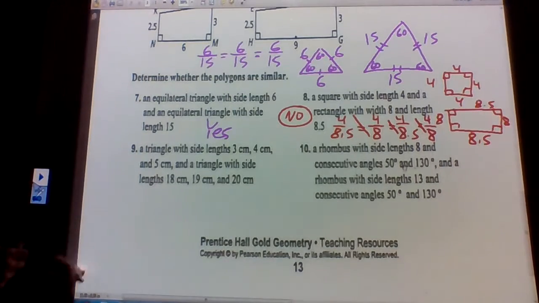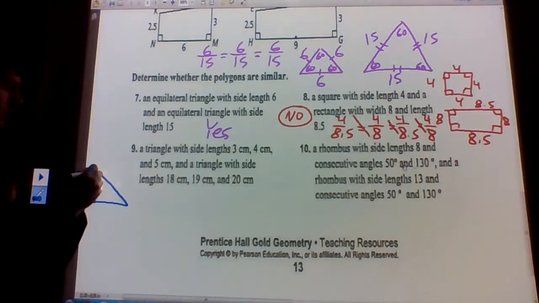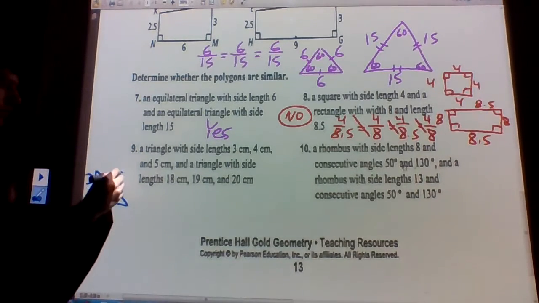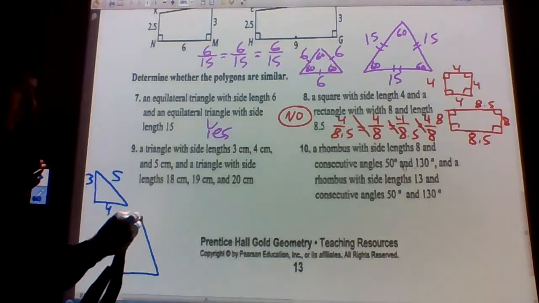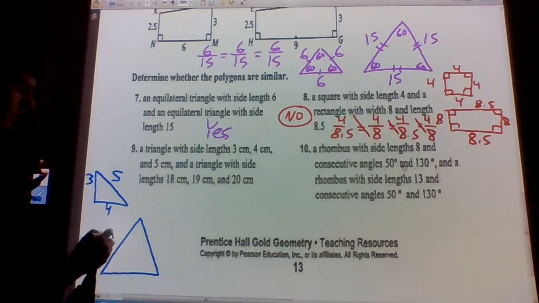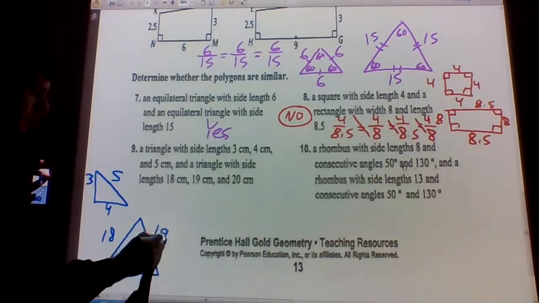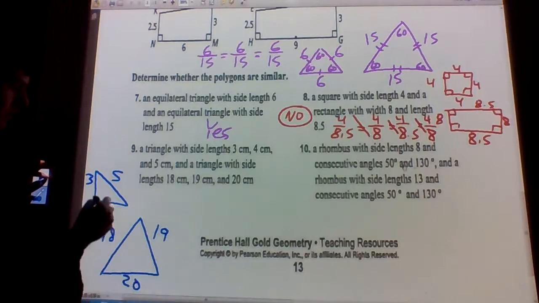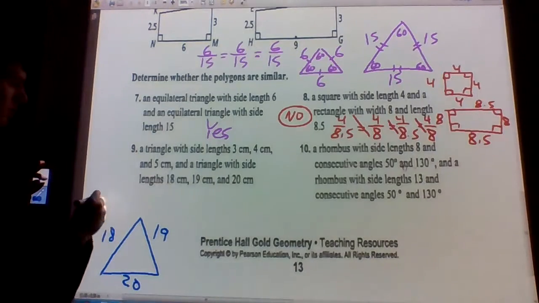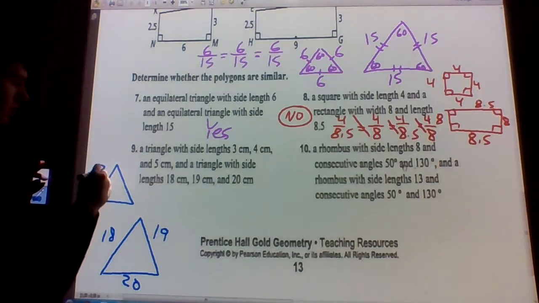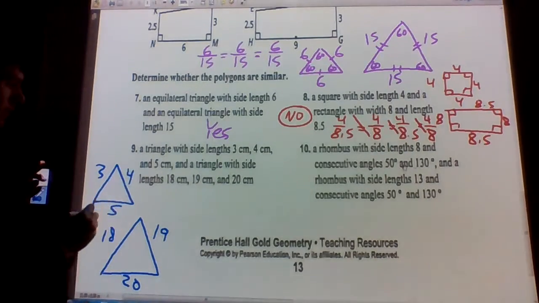Okay. The triangle with side lengths 3, 4, and 5. So if we draw a triangle, 3, 4, and 5, and then a triangle 18, 19, and 20. Let's do this. 3, 4, and 5. Okay.